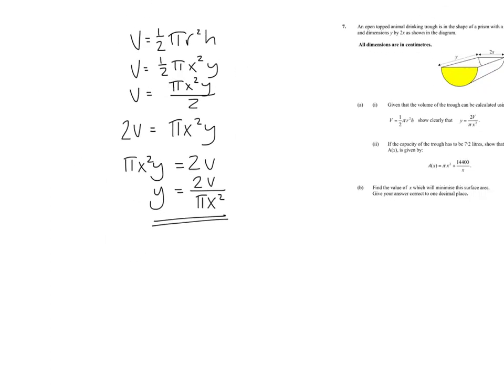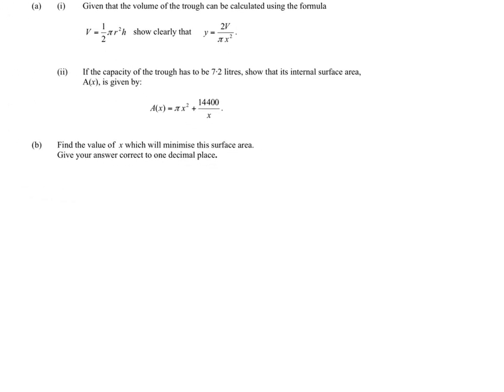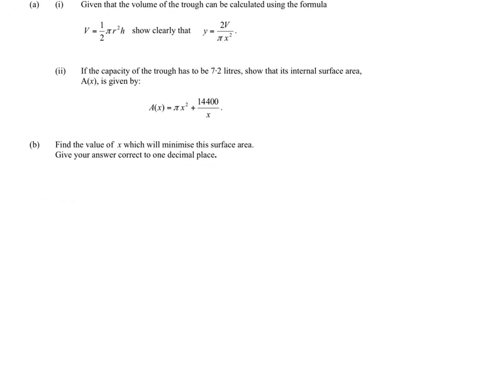Looking at part 2 next, we're told that if the capacity of the trough has to be 7.2 litres, show that its internal surface area, A of x, is given by this formula here.